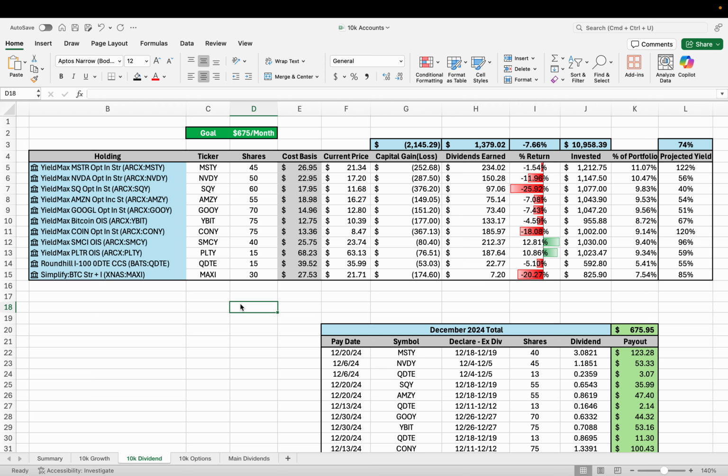But today, for the $10,000 dividend account, some new dividend announcements came out, and there's quite a few changes to the portfolio overall. So at the end, we'll go over the summary tab just to give everybody an idea how quickly all these strategies can turn for the better or for the worse.